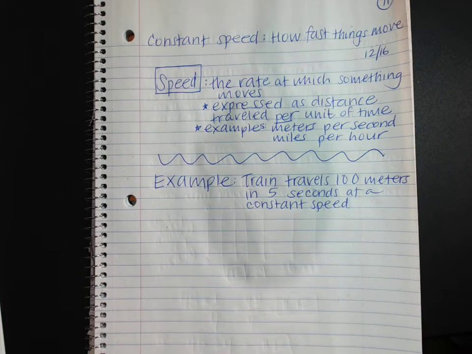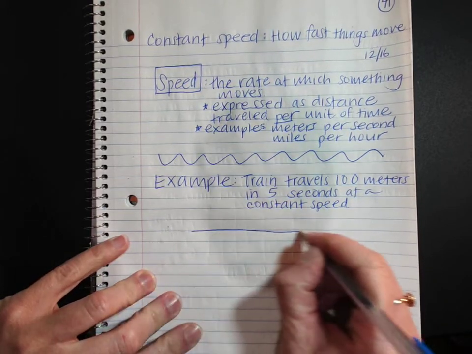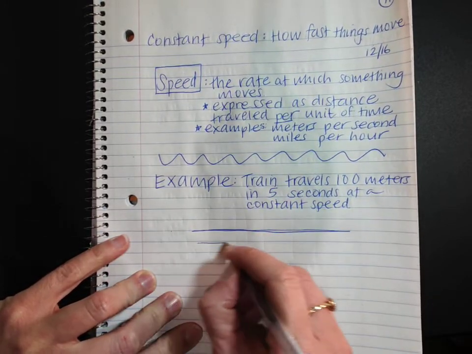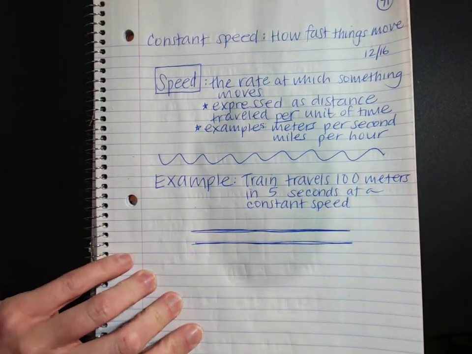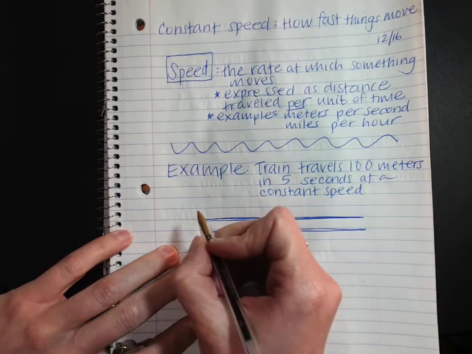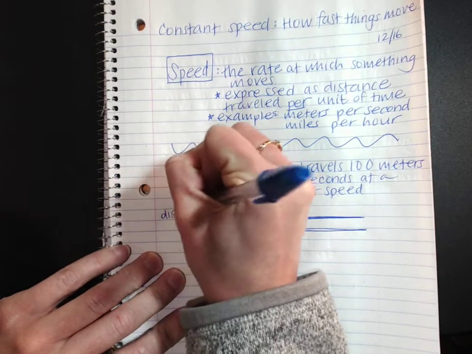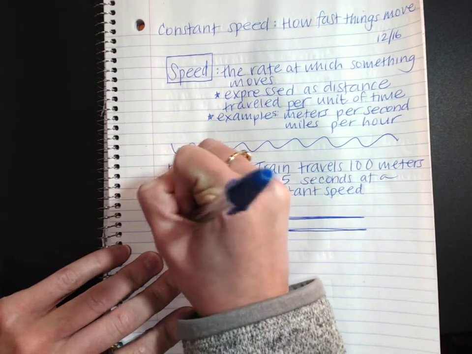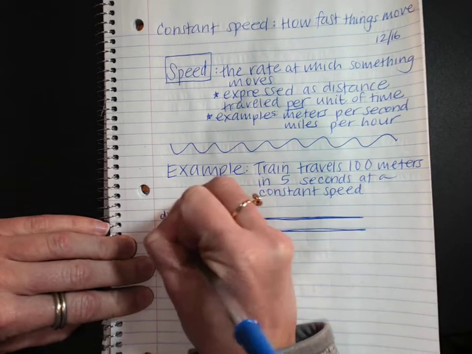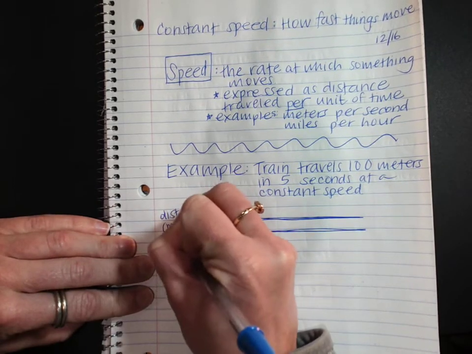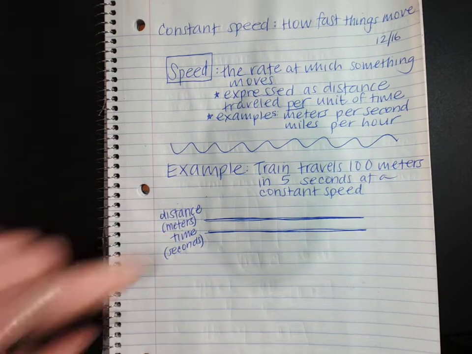To find its speed in meters per second, we need to create a double number line. First step in creating double number lines. Draw two parallel lines. Second order of business when working with double number lines is to label your double number lines. We're going to work with distance traveled in meters and time is your second number line in seconds. Don't forget, you always need a unit. So meters is the unit of distance and seconds is the unit of time.